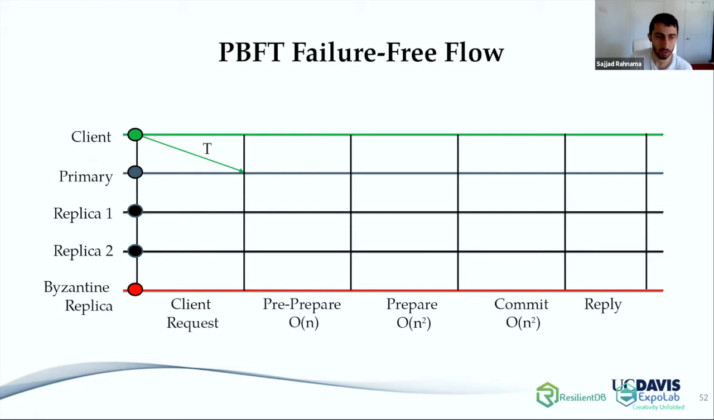If we have 4 nodes in PBFT, we usually assign one of them as primary. In ResilientDB, the first one is always primary by default, but in case of a faulty primary, it will be changed. But right now, the primary is always the first node. We have clients. Clients will create requests. As you can see, T, they will send that T request to the primary.